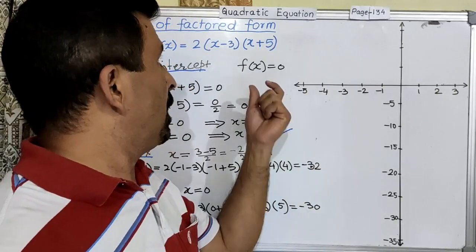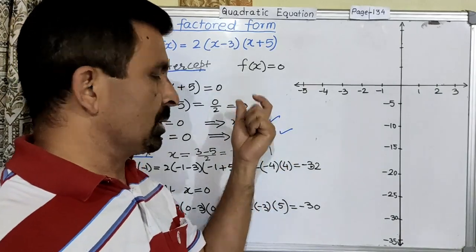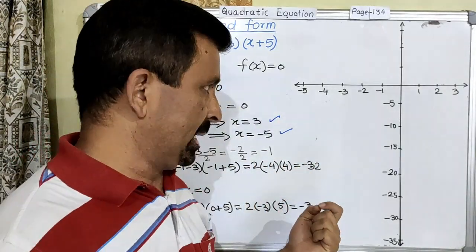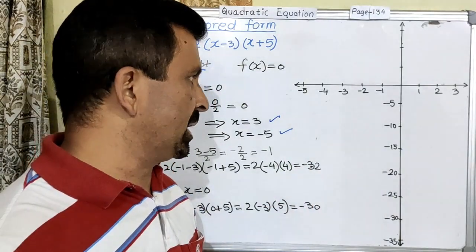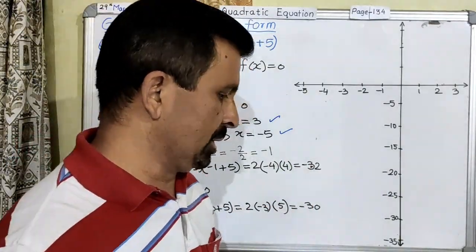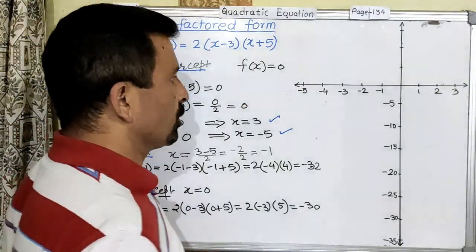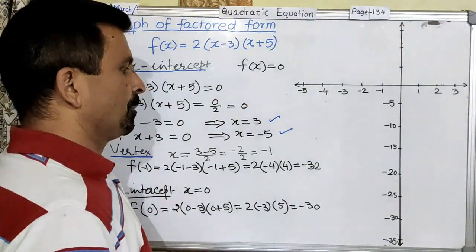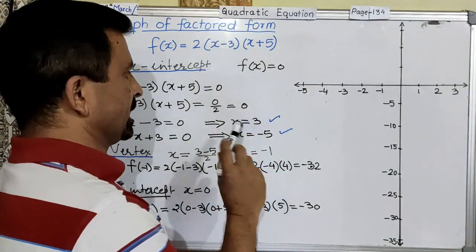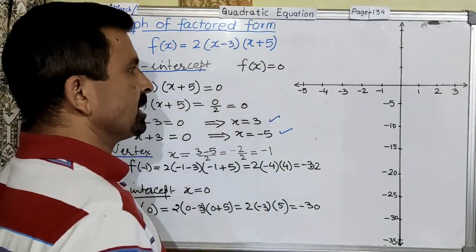After all the 3 important results are calculated, finally we are going to plot the graph. So my grid is ready and I am going to show you how we plot all these 4 points, right? So start with the X-intercept. The first X-intercept is 3.